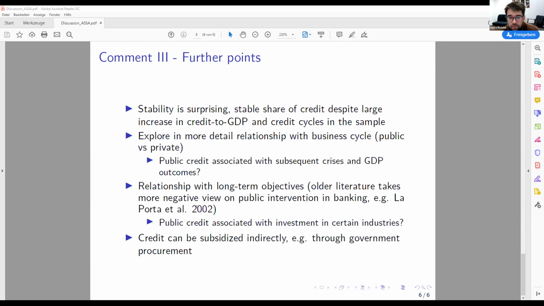And then the final point is that intervention in credit markets can take many forms, and it would be good to also think about this in some way. For example, my colleagues are currently working on the idea that governments actually use procurement contracts to relax financial constraints of firms. So firms can get credit because they have future guaranteed sales. So it would be good to have a more general way of thinking about public credit. Thanks.